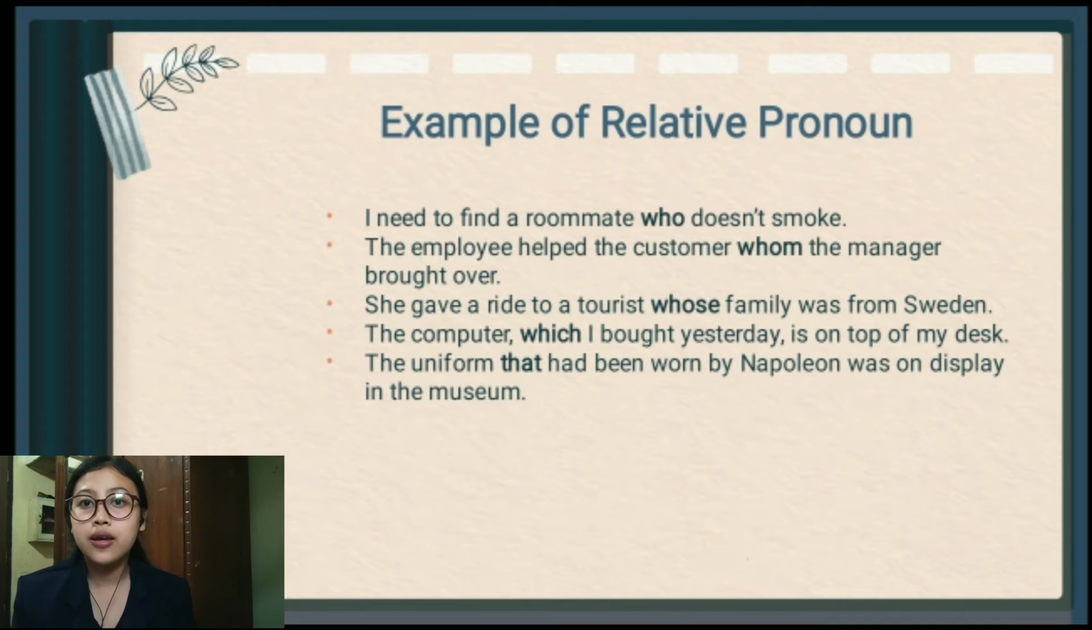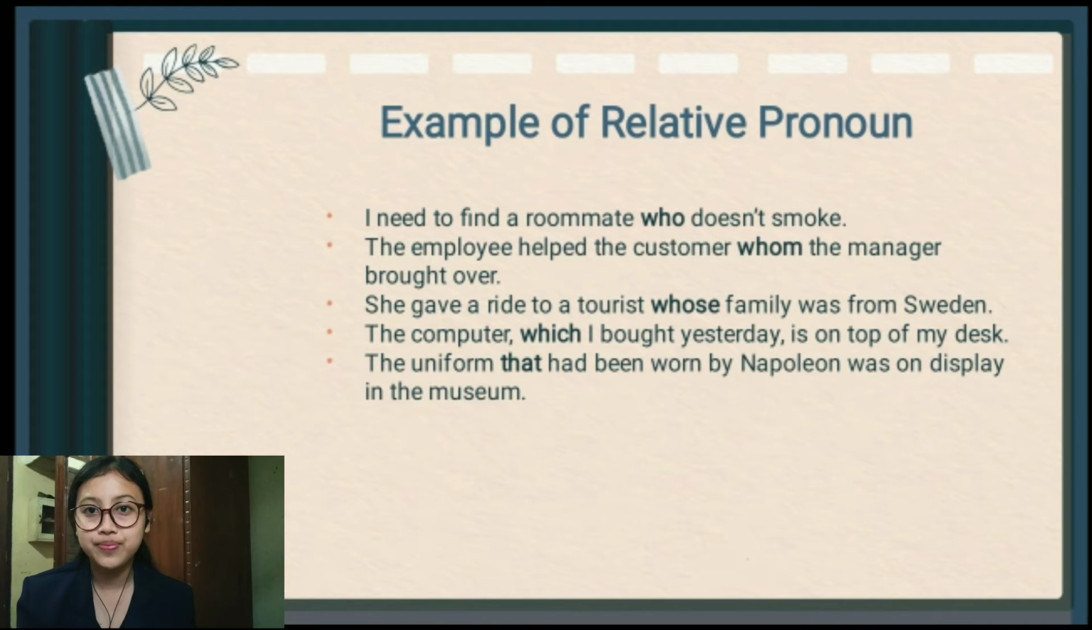And then, the employee helped the customer whom the manager brought over. And then, she gave a ride to a tourist whose family was from Sweden. And then, the computer which I bought yesterday is on top of my desk. And the last one, the uniform that had been worn by Napoleon was on display in the museum.